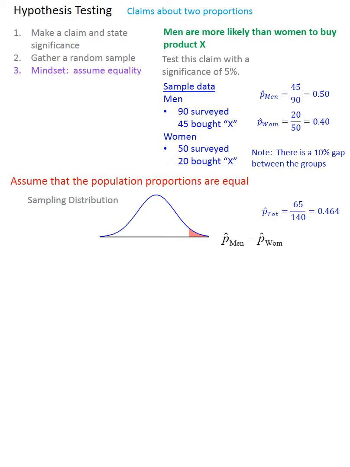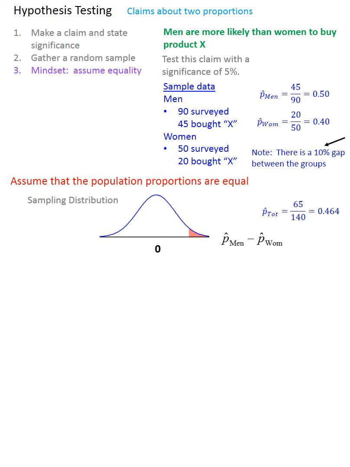Well, if there's no difference in the populations, then sometimes the men proportion would be higher, in which case this difference would be a positive number. And in some cases, all things being equal, the women proportion would be higher, and then this subtraction would be a negative number. But overall, assuming the population proportions are equal, we can assume that the distribution of this difference would hover around 0 most of the time. And that's what this sampling distribution represents.